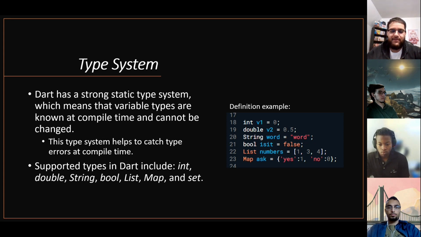The integer takes on just a regular integer, not a decimal. A double takes on a decimal value. The string takes on any string of characters that you would like. The bool is true or false. A list is essentially Dart's equivalent of an array. And for maps, you would have a word mapped to a value. So right here in this map declaration, we have yes mapped to 1 and no mapped to 0.